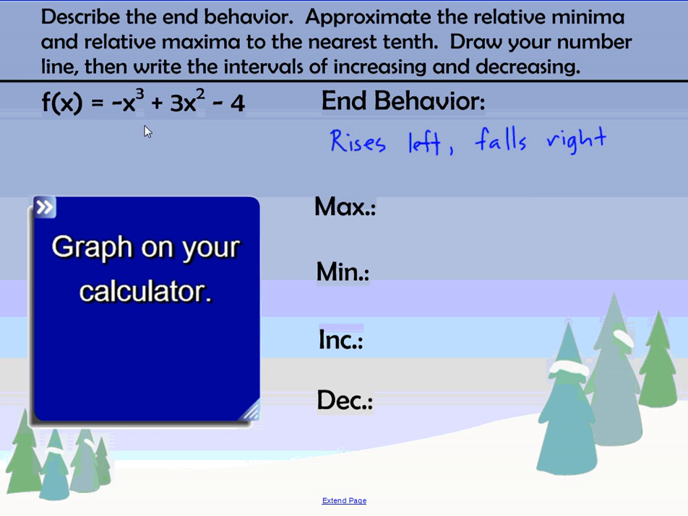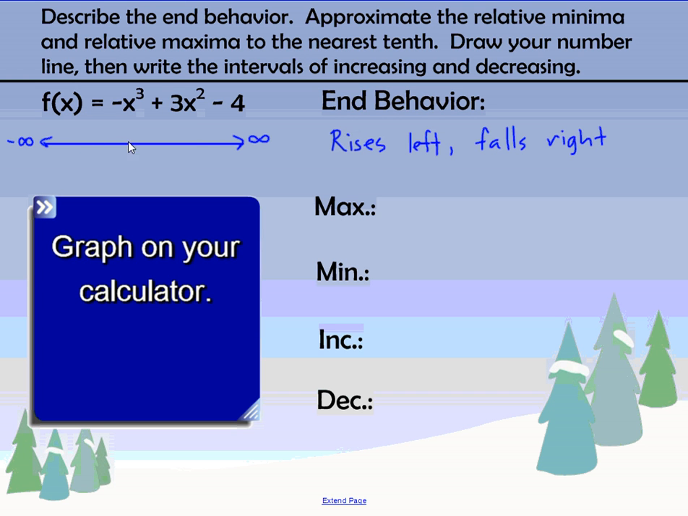So the next thing I'm going to do is go ahead and start by drawing my number line, because I'm going to fill that out as I go. So just draw in a number line. It can be any length. To the left, I'm going to label it as negative infinity, and to the right, I'm going to label it as positive infinity. I need to divide this up into 3 sections.